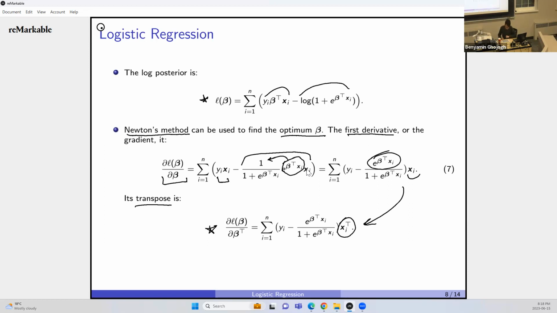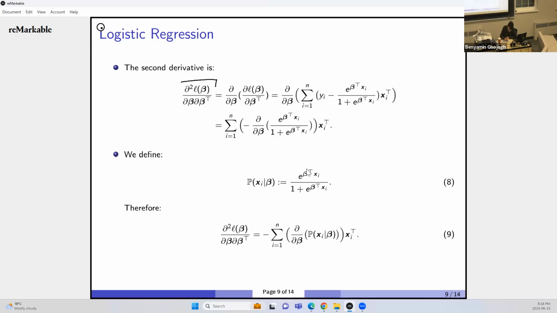Okay. The second derivative or Hessian is this. I can write it as the derivative of the first derivative. But the first derivative, I need to take the transpose. Why? I need to take the transpose because here I need to have beta transpose. I can't write it as beta transpose beta because beta transpose beta is a scalar. But beta transpose is a matrix.